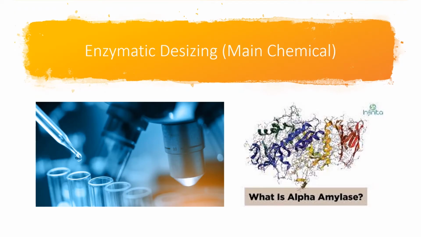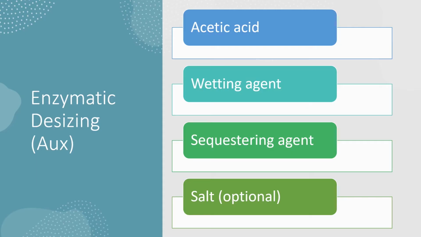The main chemical used in enzymatic desizing is alpha amylase. There are two types of amylase available in the market, alpha and beta. The other enzymatic desizing auxiliaries include acetic acid to maintain the pH, wetting agent, sequestering agent, and salt. Their function has been demonstrated in detail in the next video. So dear students, let's start our experiment.